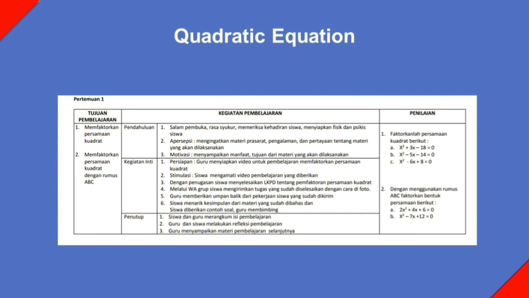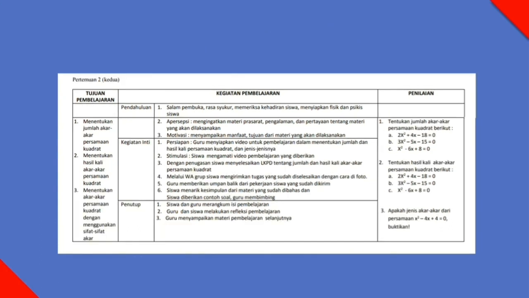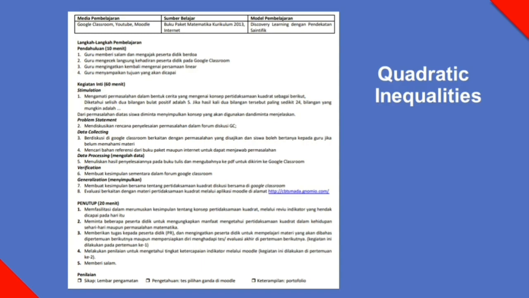There is a preliminary containing greeting, apperception, and motivation. There is a main activity containing preparation, stimulation, and etc. And in the closing, it contains summary and reflection. The format of RPP can be different in every school and even teachers. In this presentation, we tried to show a different RPP format.